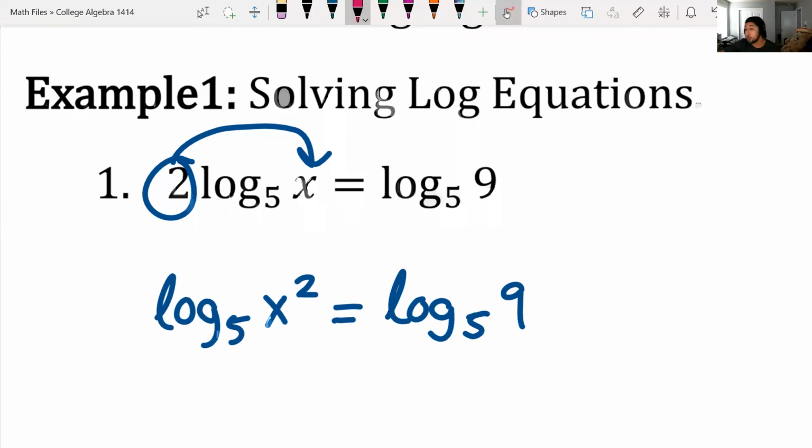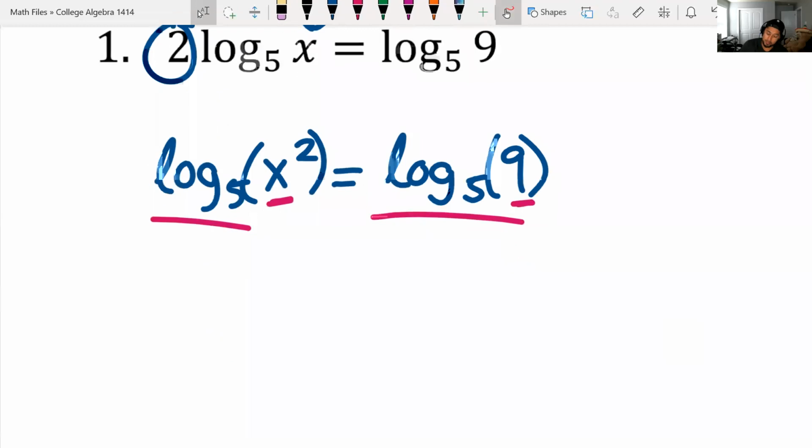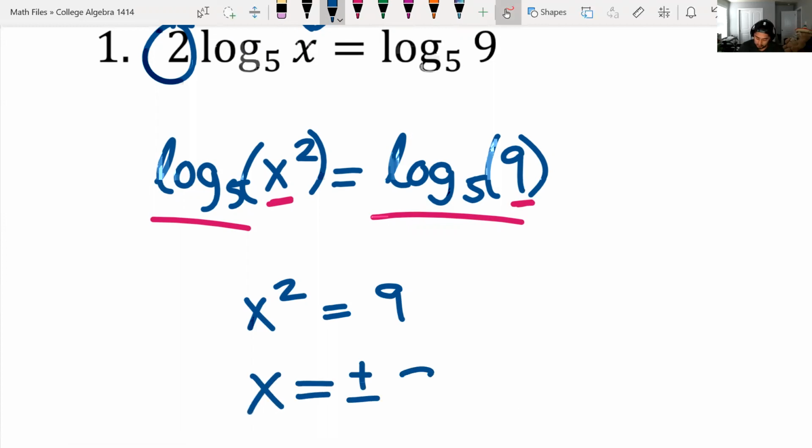And now, by using the new property we learned above, the log bases are the same. Therefore, you set the inside of the logs equal to each other. Parentheses, parentheses, parentheses. There we go. Now, by that log equality property, you'll get x squared equal to 9. Square root both sides, and you get x equals plus or minus 3.